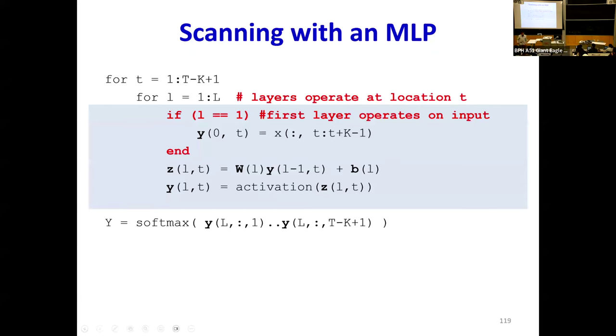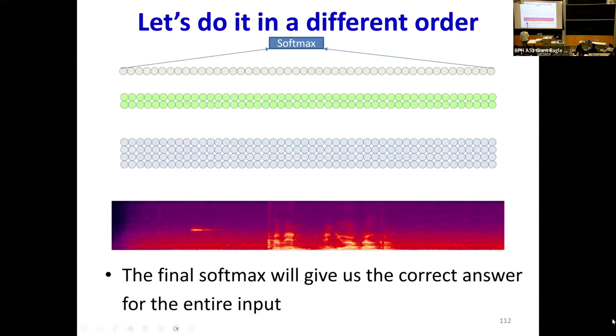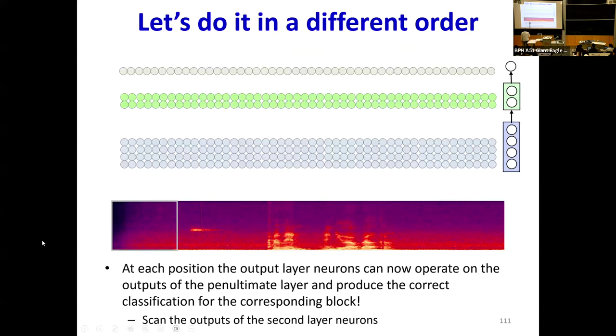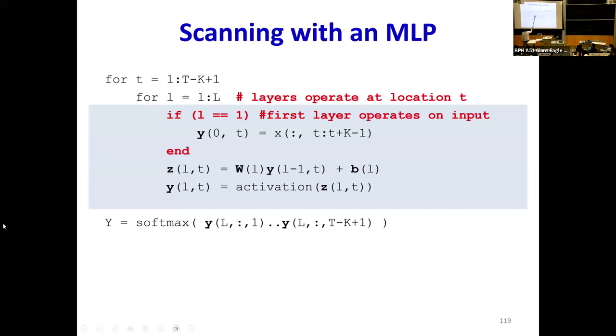The first layer and the first layer alone looks at a chunk of the input, right? So over here, the first layer was looking at this block. And so the first layer and the first layer alone looks at a chunk of the input. Subsequent layers simply look at the output of the previous layer, right? And so if I write the pseudocode in this manner, I'm saying the first layer is operating on a chunk of inputs.